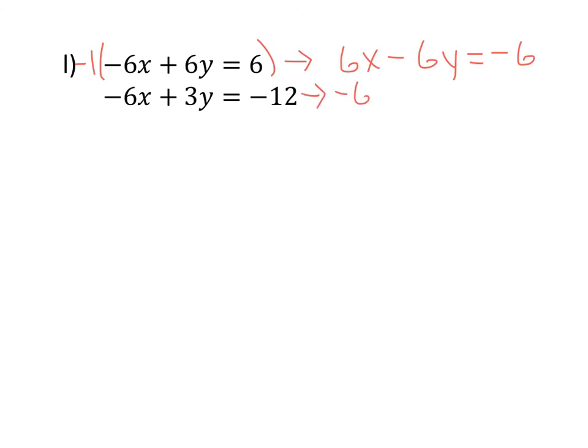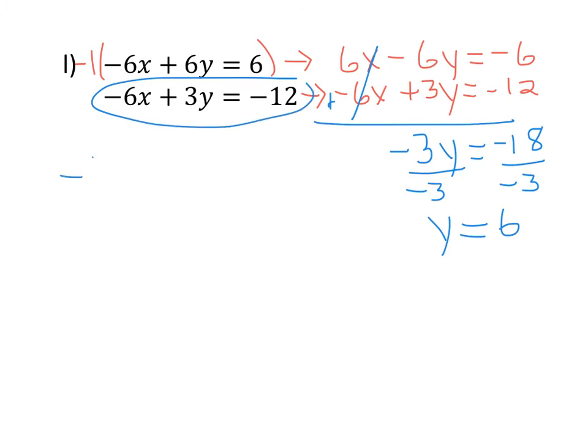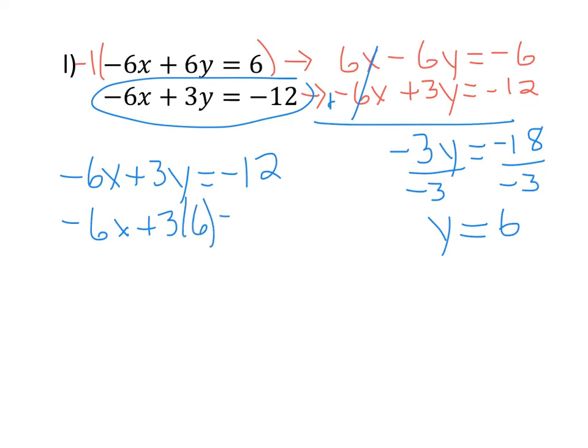Bring over this equation, not doing anything to it, just rewriting it. Now I can go ahead and add. Those cancel. I am left with -3y equals -18. Divide by -3, y equals positive 6. And I'm going to go ahead, just to be different, let's plug into the second one. -6x plus 3y equals -12. -6x, I have y over here, so plus 3 times 6 equals -12. -6x plus 18 equals -12.